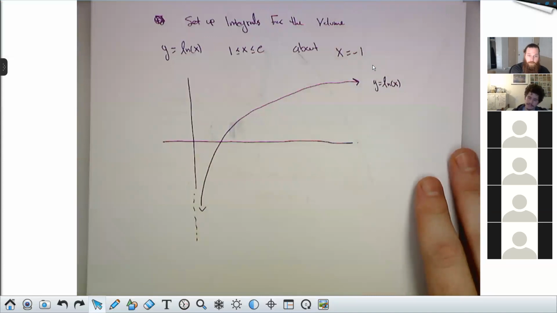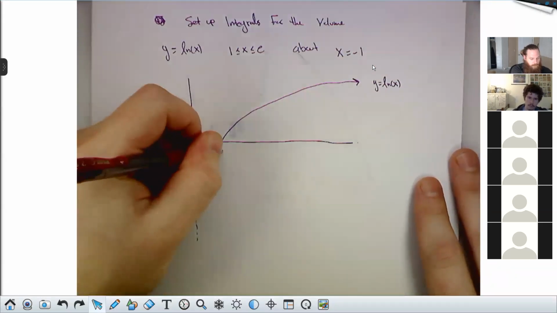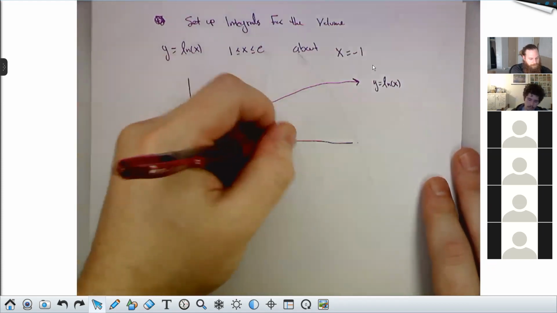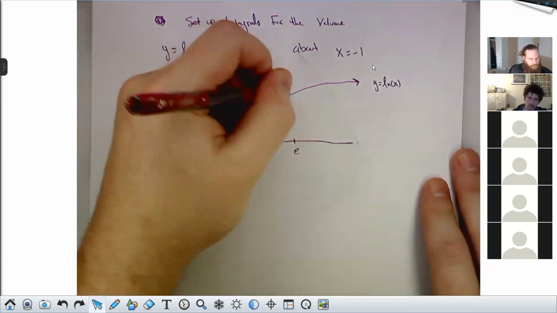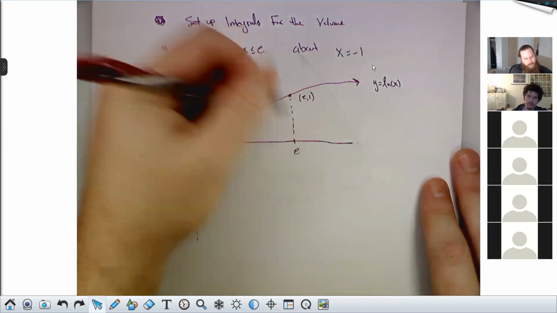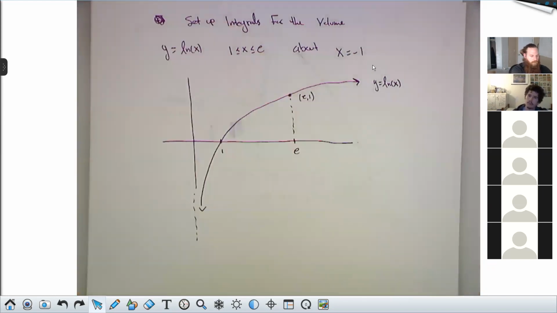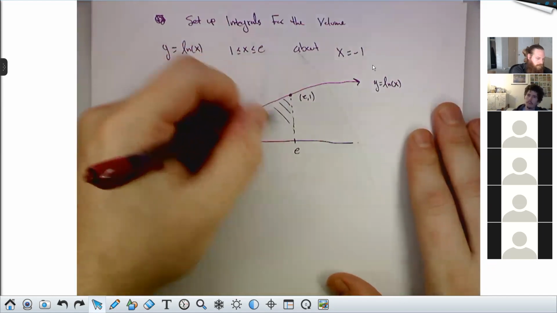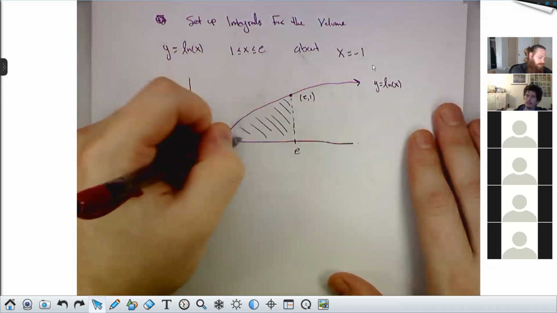This graph and the graph of e to the x. These are all things that we really need to know. One is here. The point up here would be e comma one. Right? This is what ln x looks like. And this would be our region then.